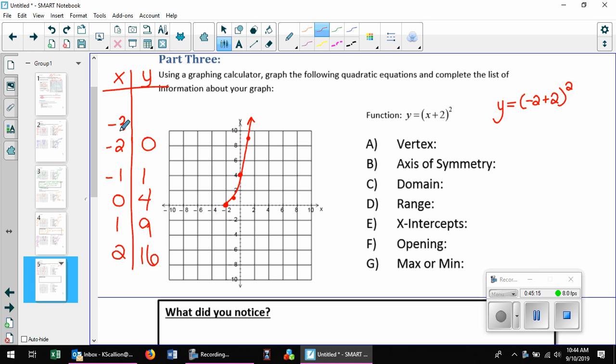Okay, so what's my next value that I'm going to graph? Negative 3. So negative 3 plus 2 is a negative 1. Negative 1 squared is positive 1. What do you notice right away with my y values? Looks like that might be my vertex. So let's do -4 just for funsies. So -4 plus 2 is -2. -2 squared is +4, which we could have predicted with that, right?